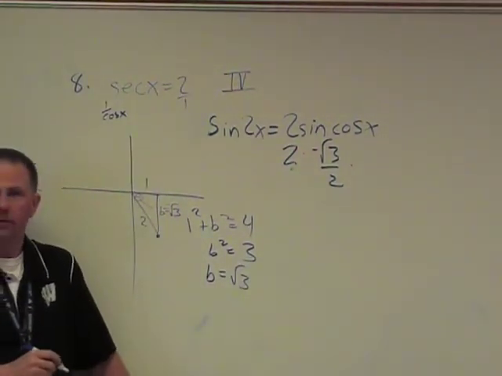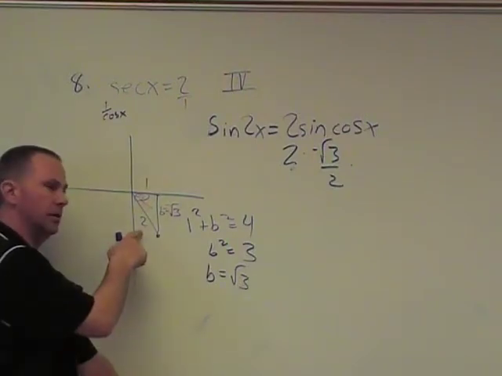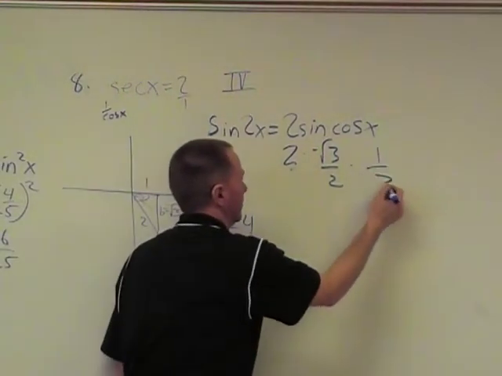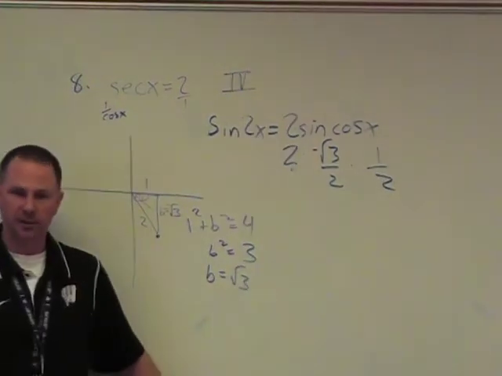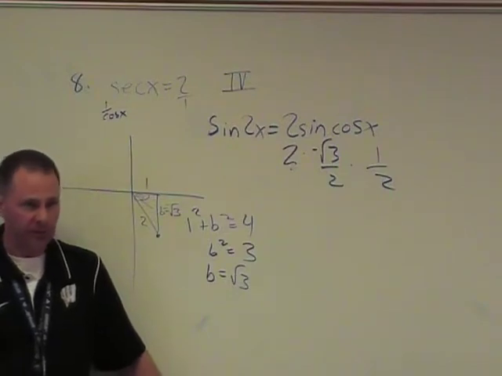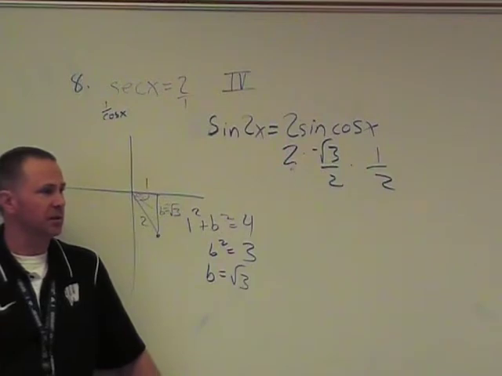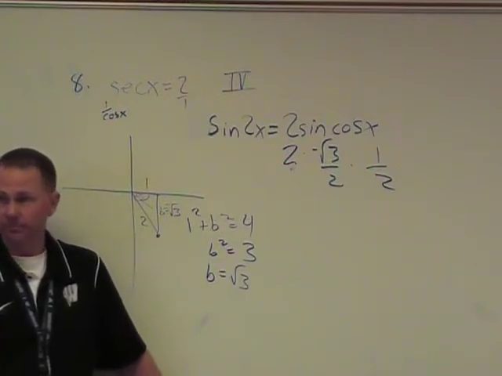Cosine, adjacent leg over hypotenuse, 1/2. And then you just do the calculation. Is that better? I didn't say it was easy. You do have to think about it. But you use SOHCAHTOA to put you in the right position to get all the pieces. Yes?